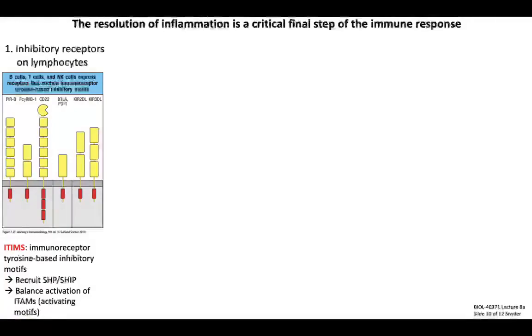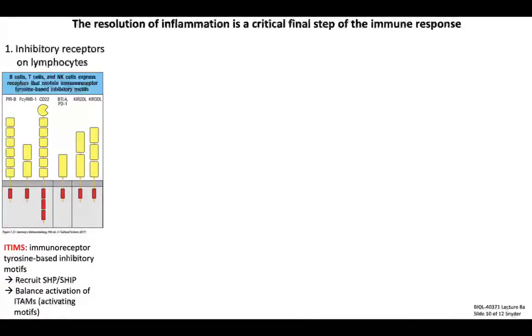The first is a series of inhibitory receptors expressed on lymphocytes after they've been activated for a while. This figure from the textbook shows several of these receptors, which, rather than containing the activating ITAM domains in their cytoplasmic tail, instead have something new, which are called ITIM domains, which stands for immunoreceptor tyrosine-based inhibitory motifs.